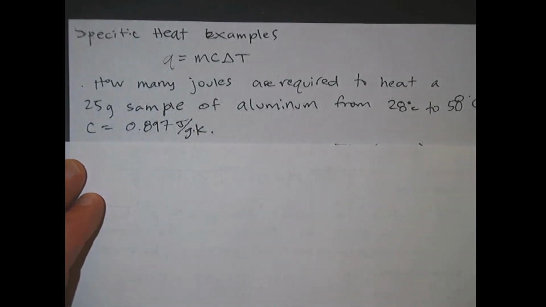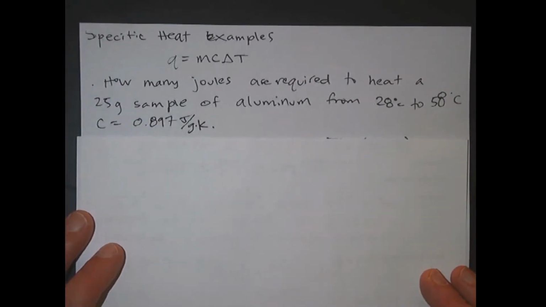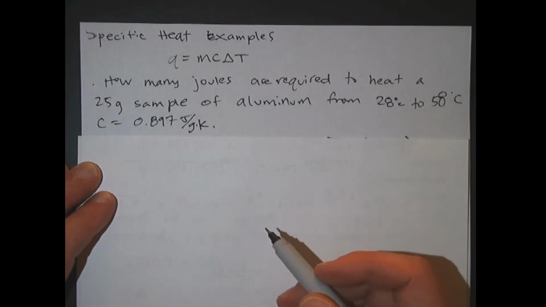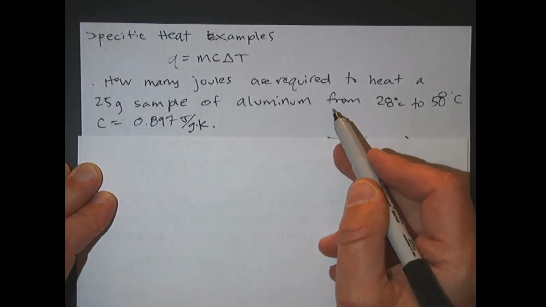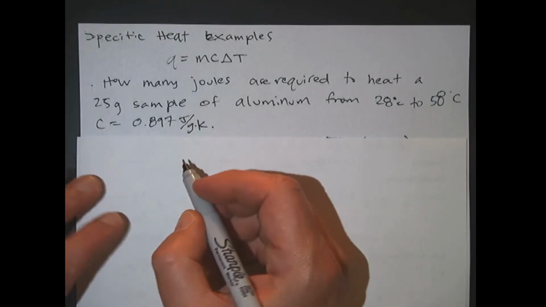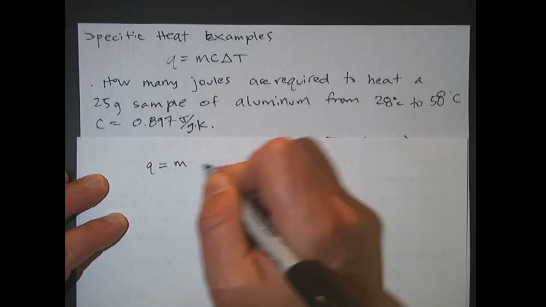You can solve this any way you want. Okay, some people like to rearrange the equation first. Some people like to shove the numbers in there first. It doesn't matter to me. You just do whatever you're comfortable with. For me, I'll just show you a couple of both so that you get the idea. I tend to like to rearrange the equation first, but I know that's not everyone's cup of tea, so whatever works for you. How many joules are required to heat a 25 gram sample of aluminum? The specific heat of aluminum is this, from 28 to 58 degrees Celsius. You're solving for joules. That's the Q. So you don't need to rearrange this equation at all. Just plug in Q equals mc delta T.